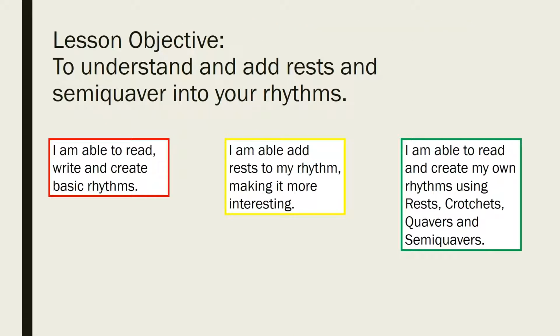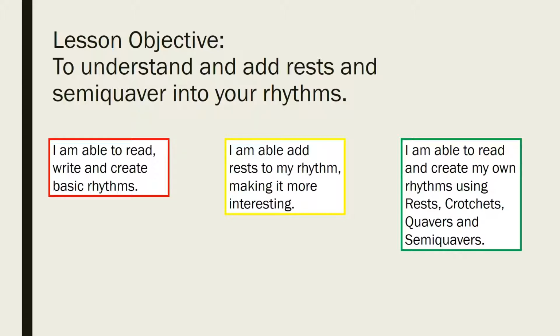So for this lesson, I'd like you to understand and add rests and semiquavers into your rhythms. So the red box on the left, you are able to read and write and create basic rhythms. So basic rhythms are what we've been creating with tea and coffee. So we can have a rhythm like tea, tea, coffee, tea, which is a good rhythm of its own, but it can be a bit simplistic at times. So we start to add other ideas to make it more interesting.